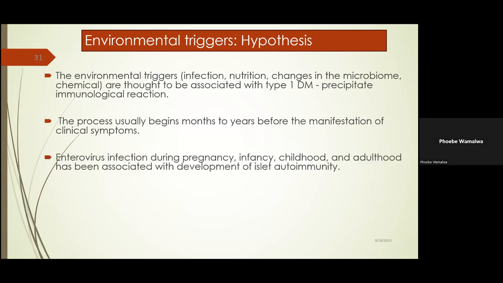So what infections have been hypothesized to increase the risk for type 1 diabetes? We have enteroviruses, Coxsackie, and rubella viruses that can be acquired during pregnancy or in infancy, childhood or adulthood. And they have been associated with the development of islet autoimmunity. What these viral infections also do is cause inflammation. Once the beta cells become inflamed, they change their shapes. And once they have changed shape, the antibodies in the body will recognize them as foreign antigens, and so autoreactivity or autoimmunity will proceed from there.